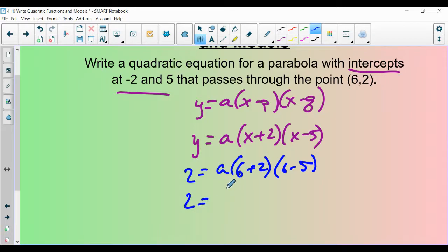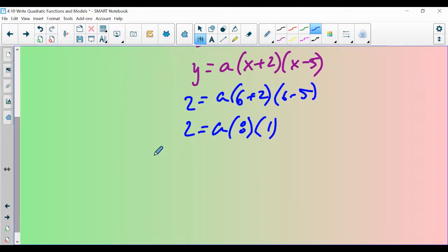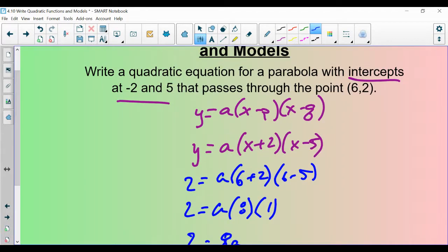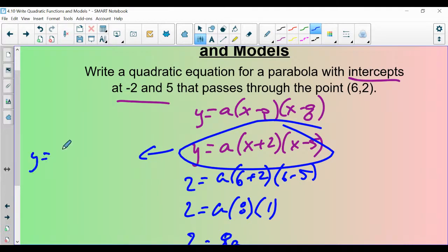2 is equal to a times, this is 8, and this is 1. So 2 is equal to 8a, divide by 8, divide by 8. A is equal to 1/4. Our final answer here would be this, with a filled in. So y is equal to 1/4 times x plus 2 times x minus 5.